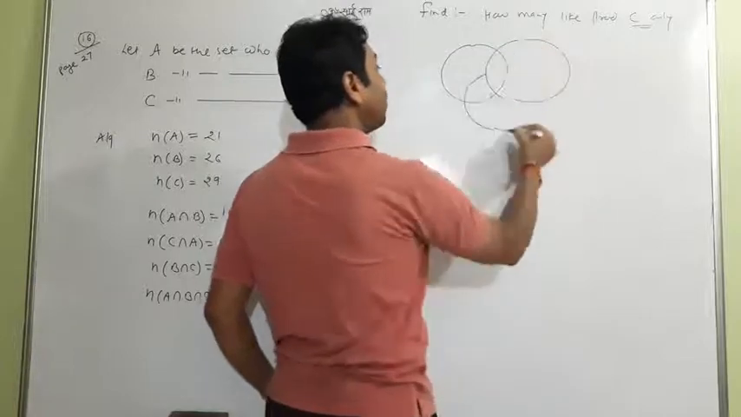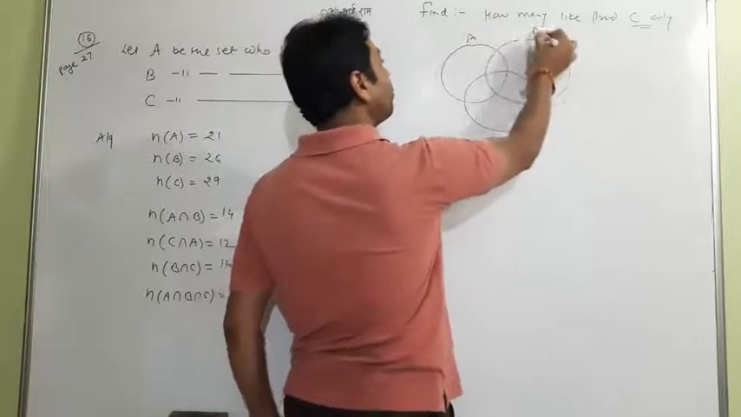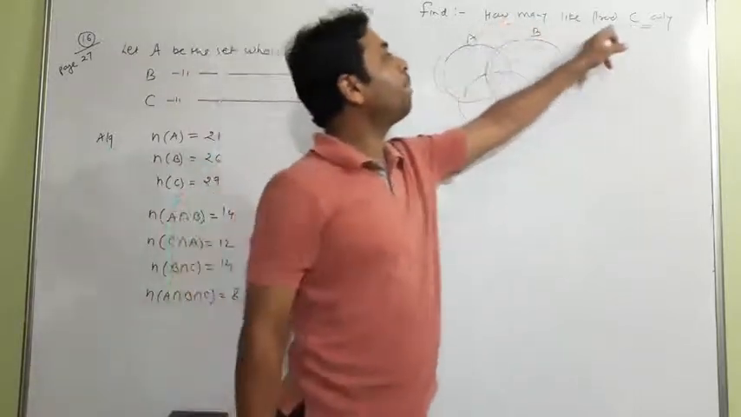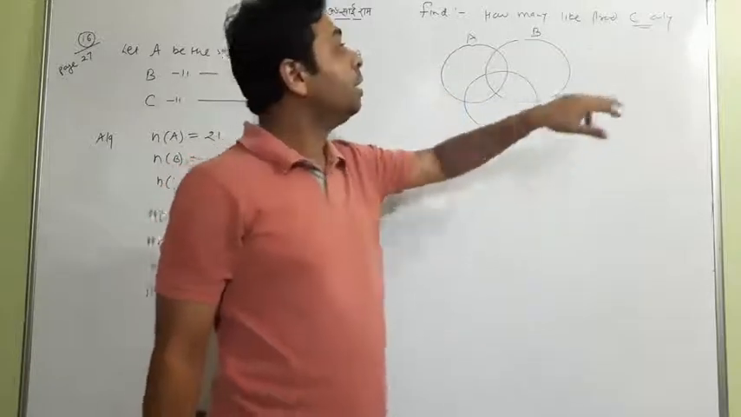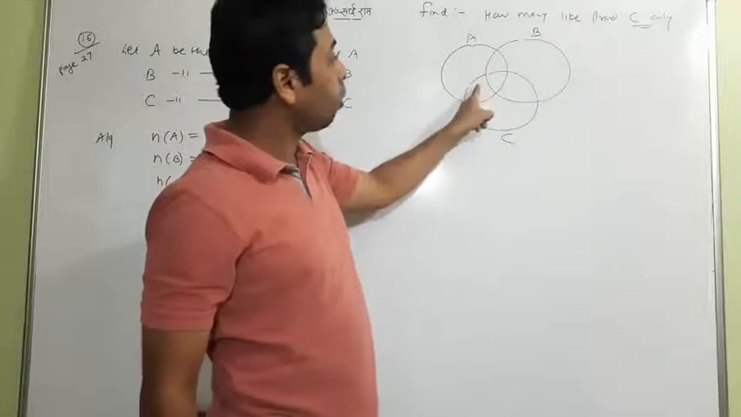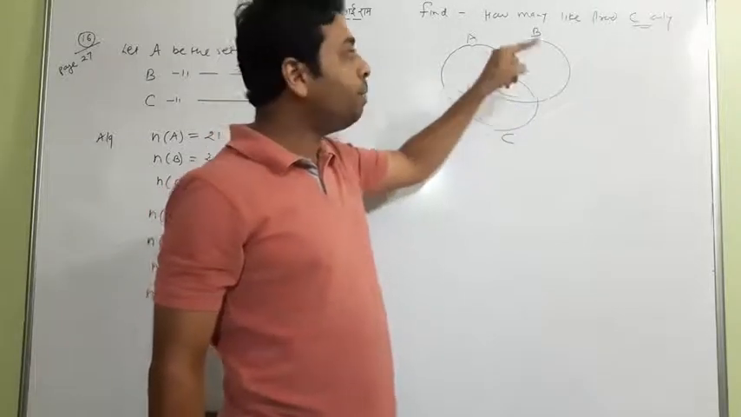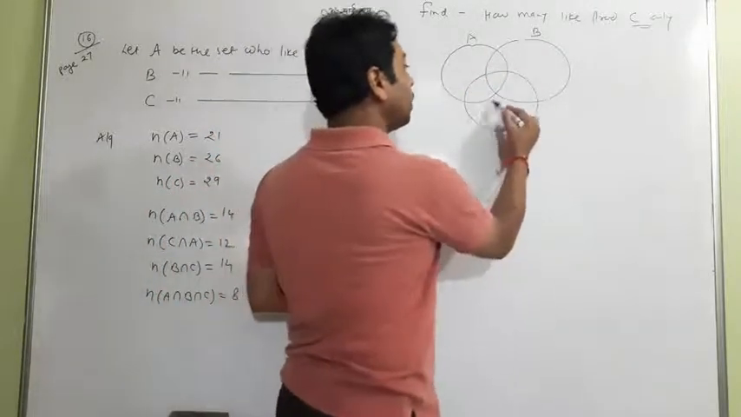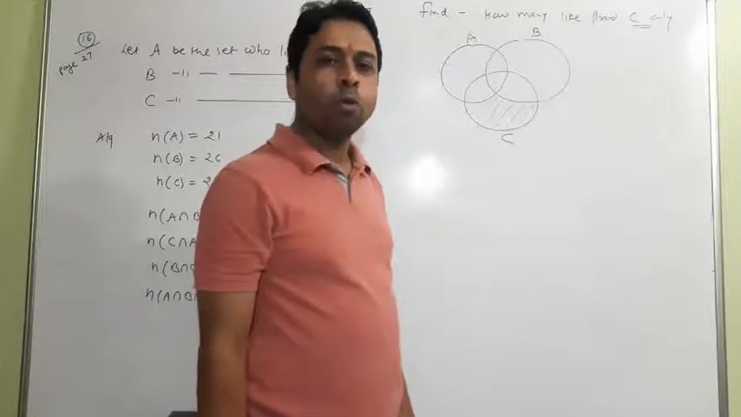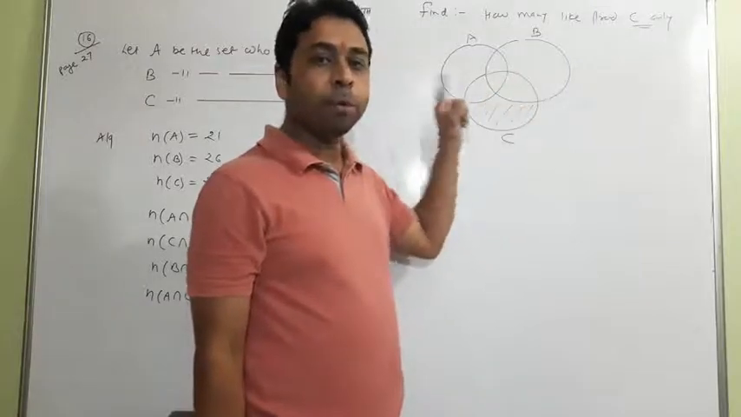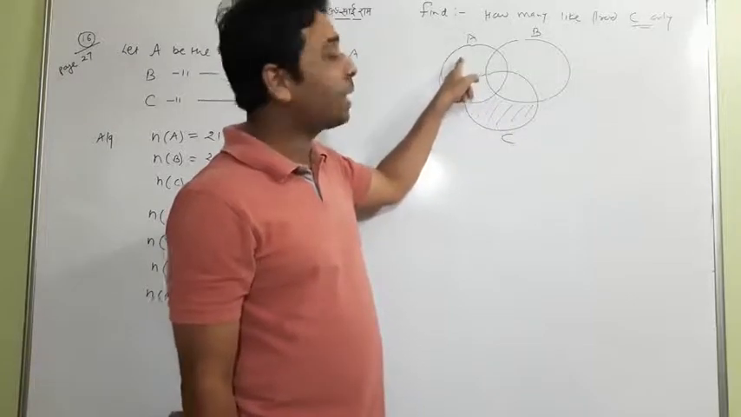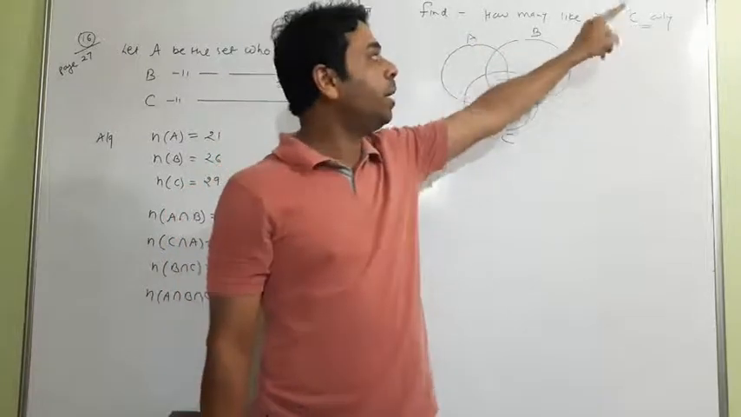Suppose we have 3 sets for the number of people who like products A, B and C. The question says how many like product C only. If you consider only what is written, C is a complete set which has lots of common parts, but 'only' means just see the picture. This region is exactly the number of people who like C only, because if you count this, it is actually common. Exactly C only means this region.